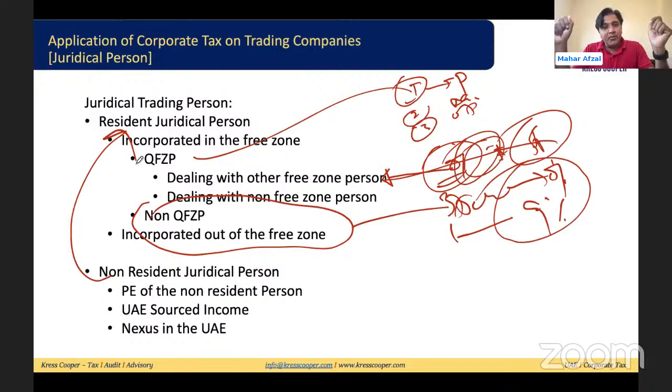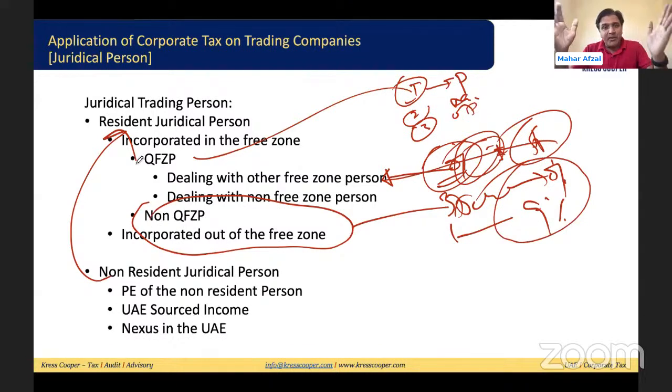There is a possibility that the non-resident juridical person, the non-resident trading company, has some nexus in the UAE. We know how the nexus can be established; they have given a specific decision on this. This nexus can be established if the UK company has an investment in immovable property in the UAE. I'm not asking about any individual, I'm not asking about any natural person, I'm asking about a juridical person.